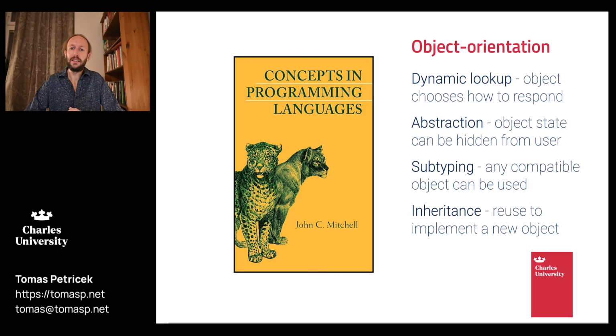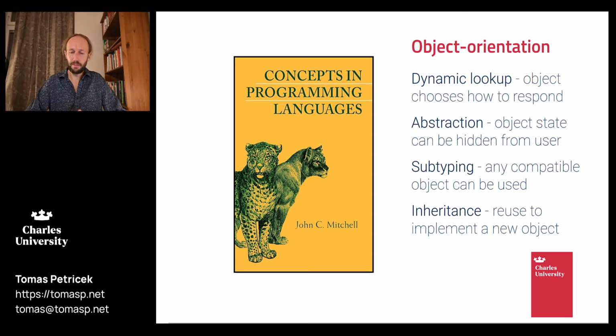Abstraction means that some state in the object can be hidden from the user. So typically this could be private fields and similar things. Then an object-oriented language needs to have a subtyping mechanism, which means that if you have some code that expects some objects of some structure, any other object that has the same structure, that's compatible with the one that is expected, can be used in its place.